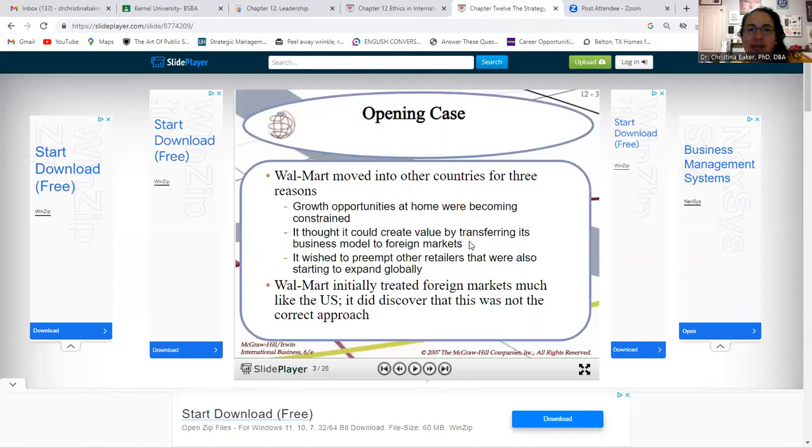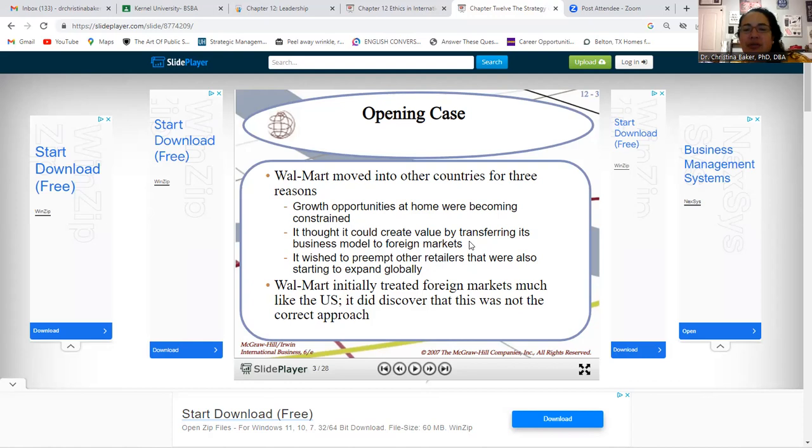Strategy of international business. Here's an example, Walmart, its opening case. It moved to other countries for three reasons. The growth opportunities at home were becoming constrained. It thought it could create value by transferring its business model to foreign markets. It wished to preempt the other retailers that were also starting to expand globally.